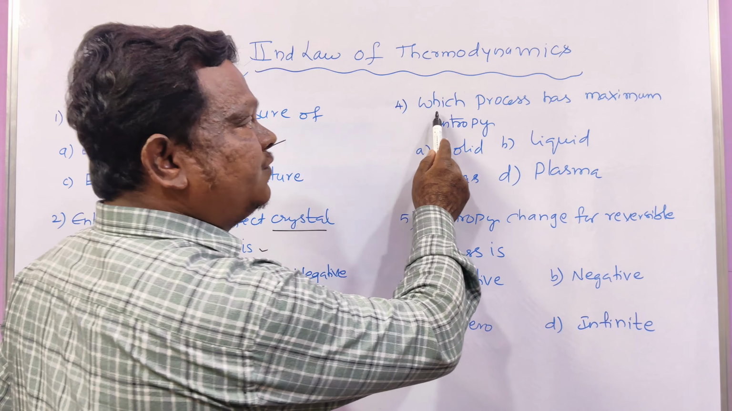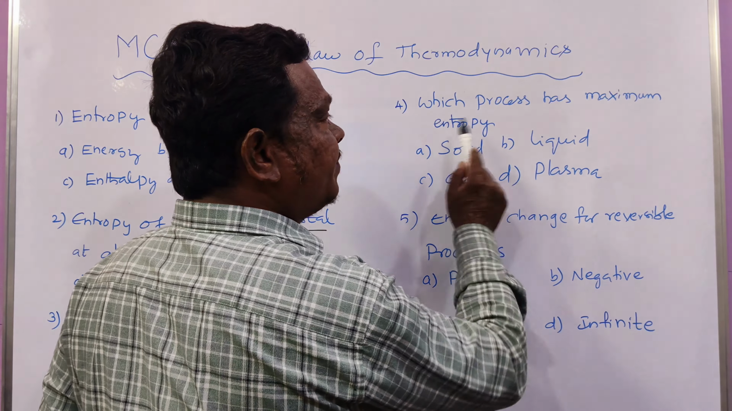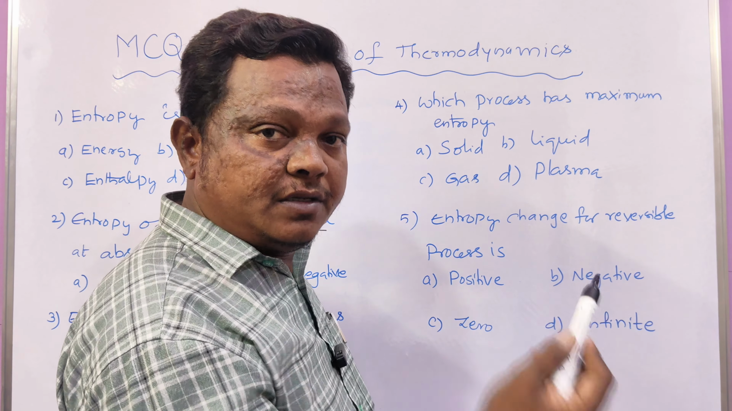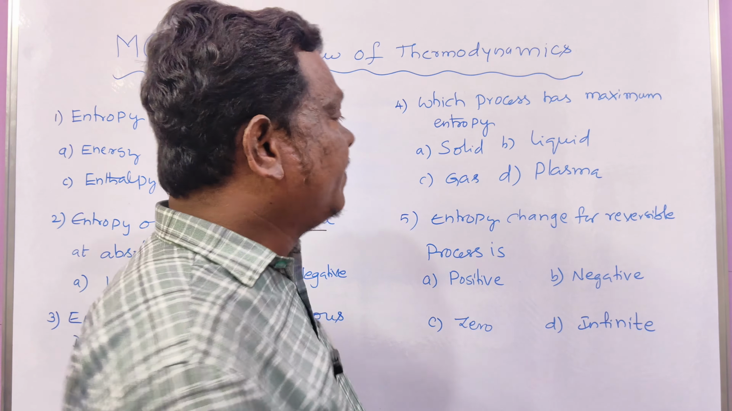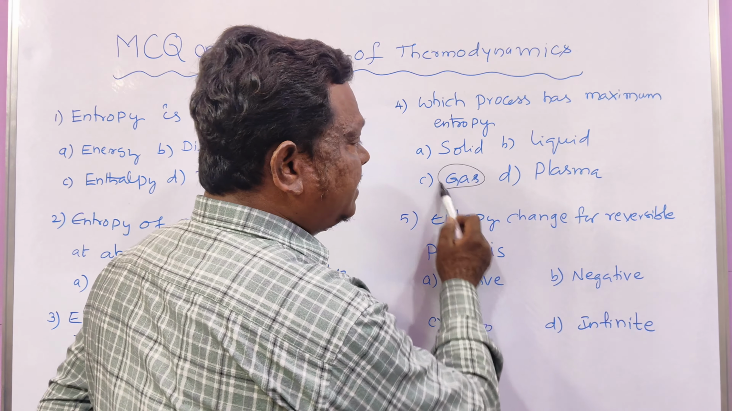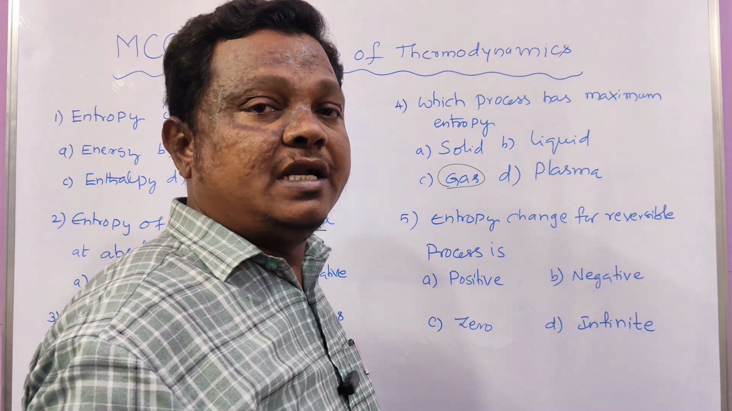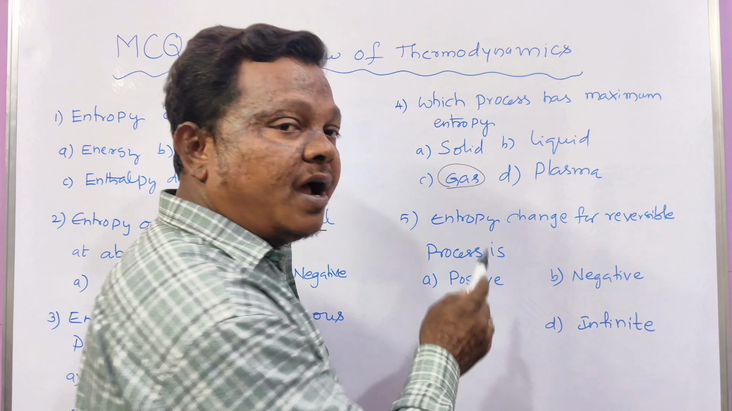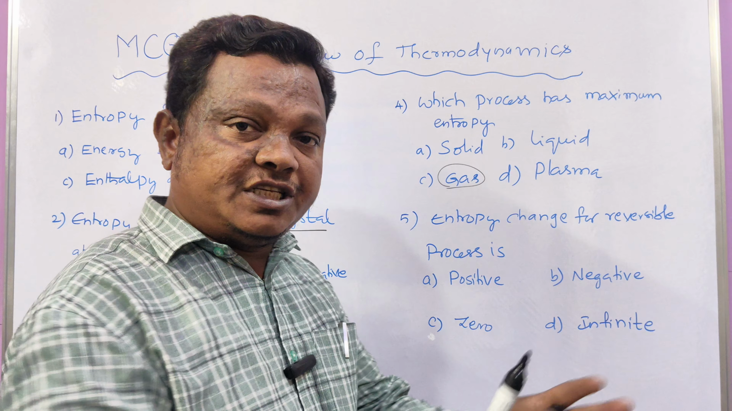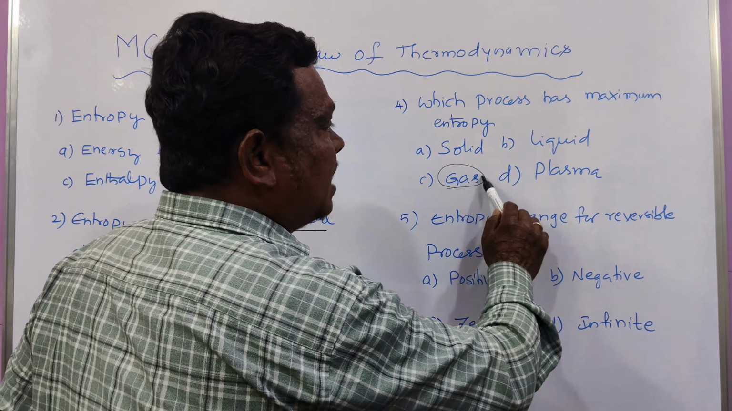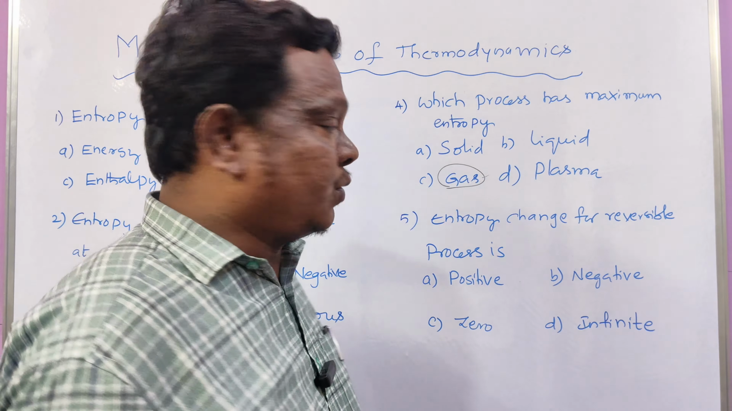So next question, which phase has maximum entropy? Here the substance exists in different phases in nature, that is solid, liquid, gas and plasma. So the answer is gas. In gas molecules, the intermolecular forces are very weak, so the molecules are arranged in a random manner. That's why gas has maximum entropy.